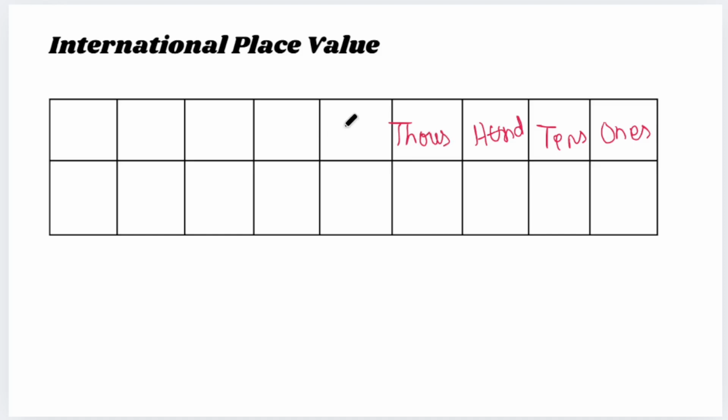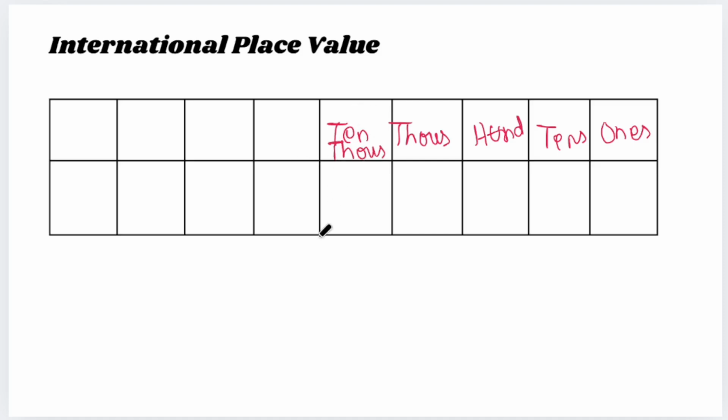I have not written it in full words, but in your notebook, write the full sentence because it's very important. You should write ones, tens, hundred, thousand with the full letters. Fine. So I'm writing in short form. Thousand, then 10,000.